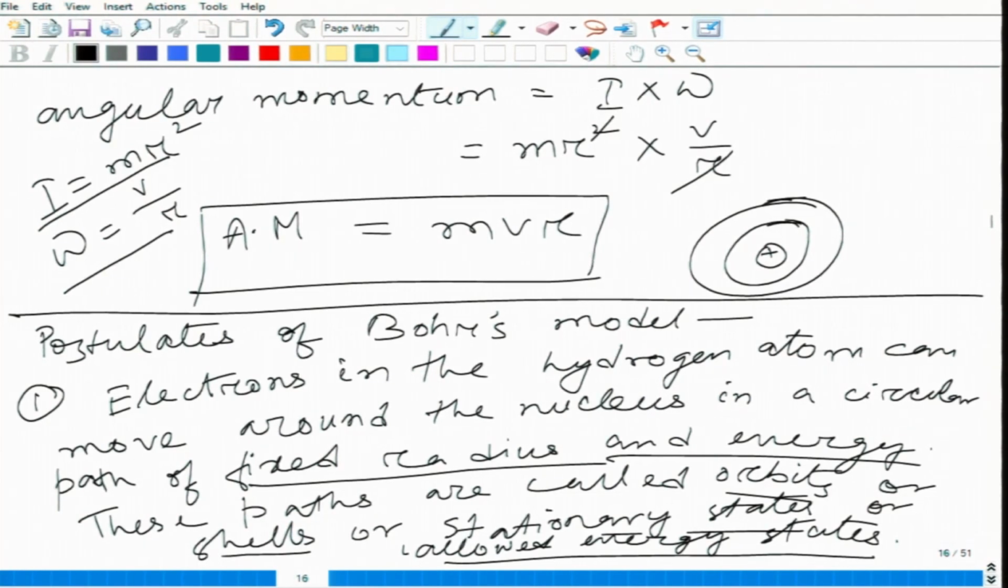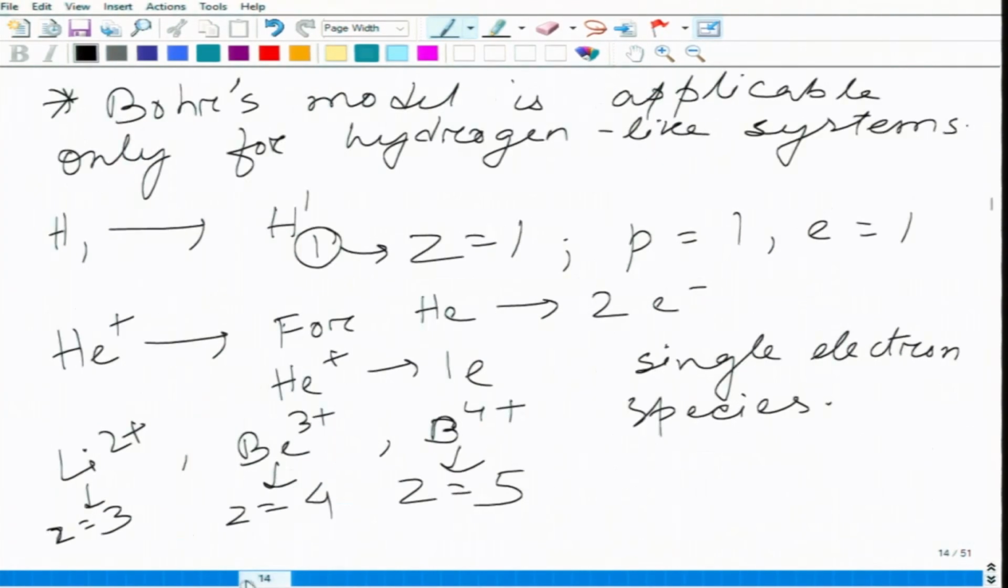So, now we will see the postulates of Bohr's model. The first postulate of Bohr's model said, electrons in the hydrogen atom can move around the nucleus in a circular path of fixed radius and energy. Why hydrogen atom? Because we had discussed that Bohr's model is applicable only for hydrogen-like systems.